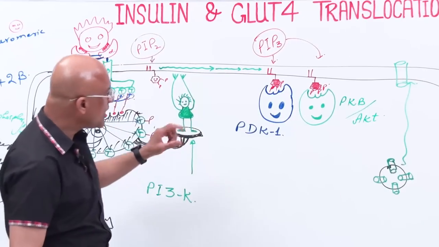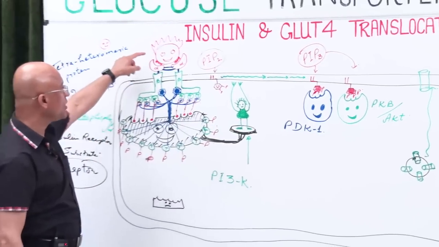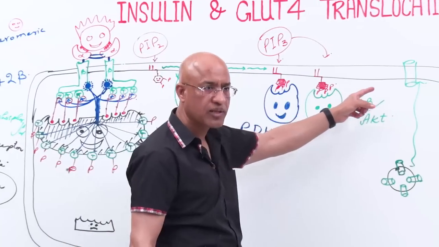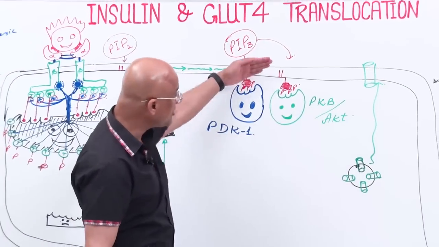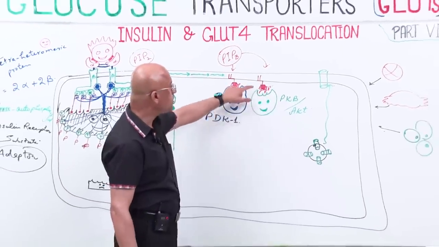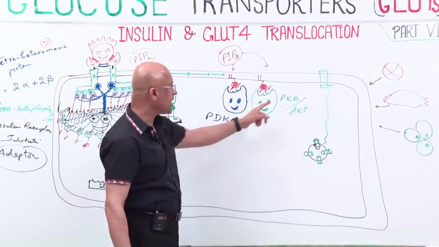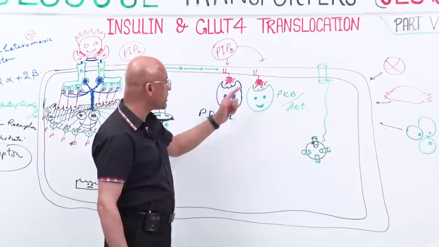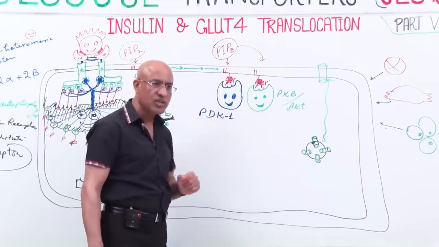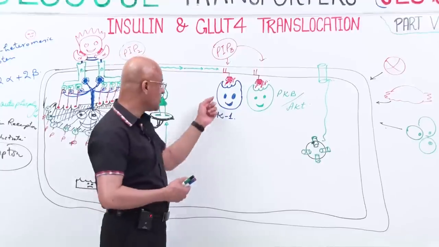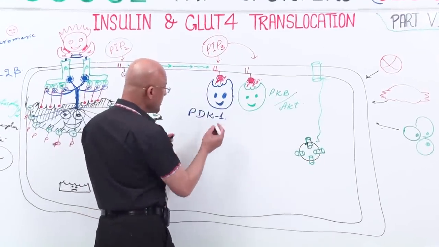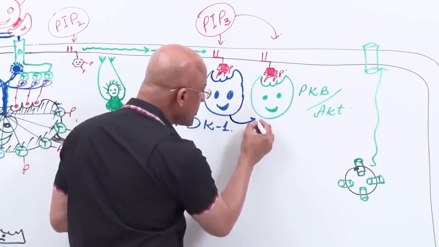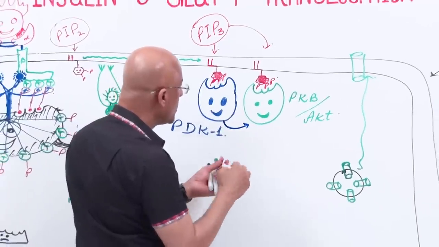Now, what is happening up to now? Insulin binds with the receptor and intracellular signaling increases the PIP3 concentration in the cell membrane on the cytosolic face. And PIP3 will recruit PDK1 and PKB molecules. When these molecules are bound, they will do some naughty things with each other. Right? Actually, this is a little more clever. What will happen? PDK1 will lead to phosphorylation of PKB.